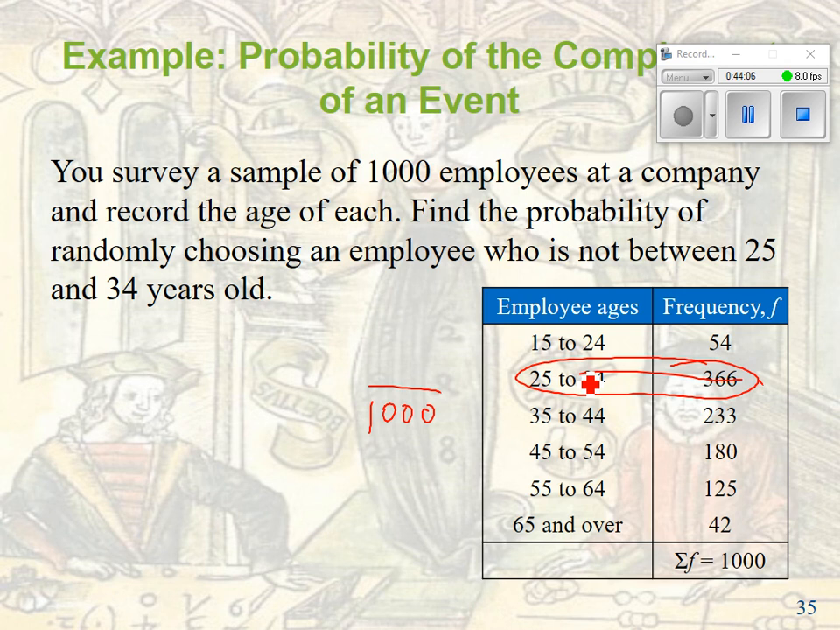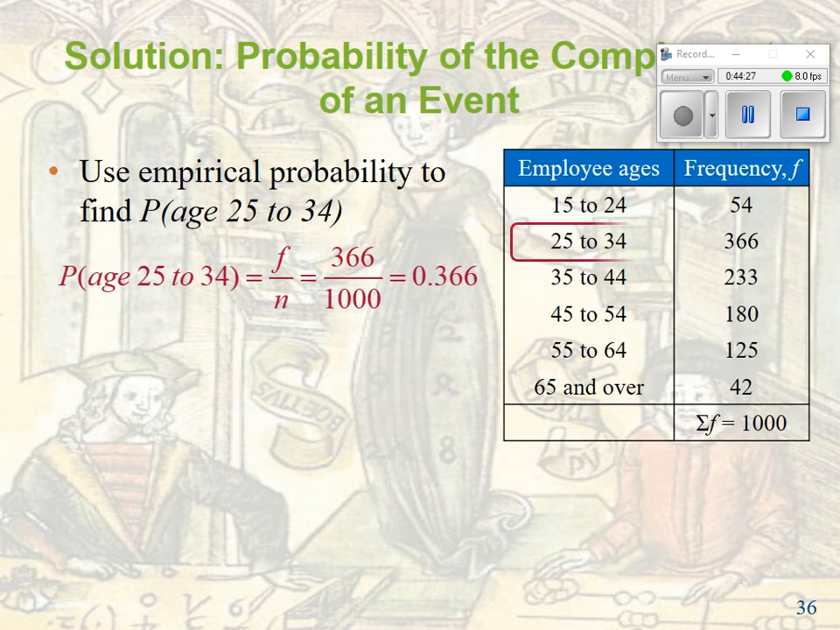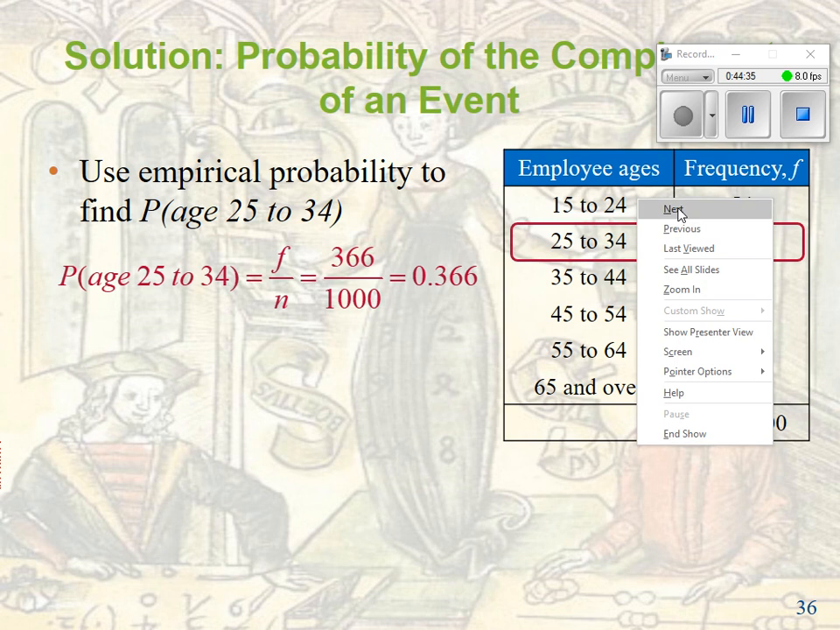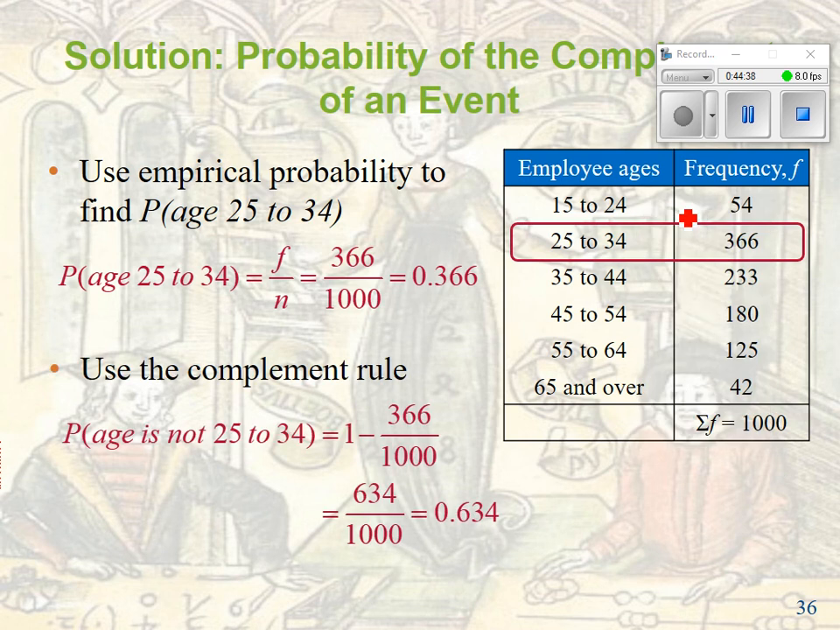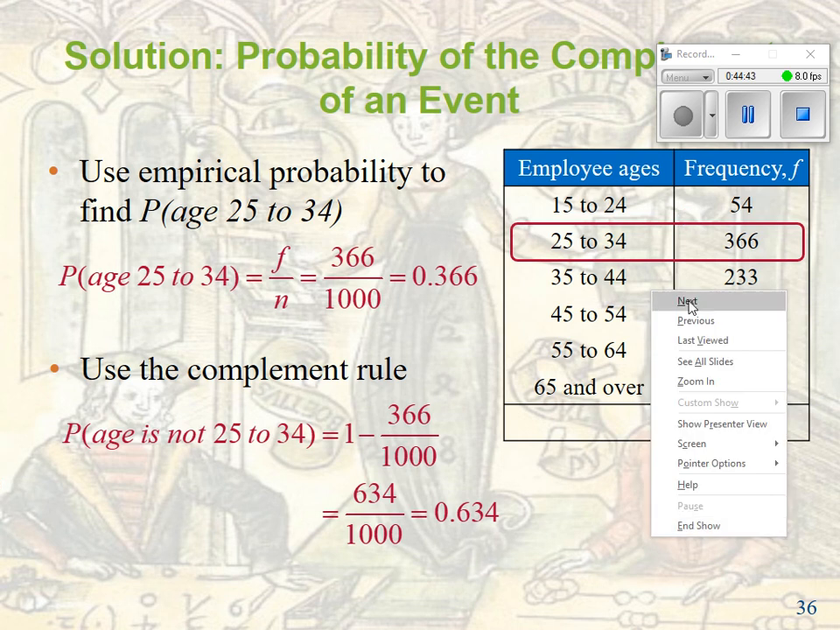What is it, like 634, is that right? 634. Guess what all the rest of these add up to equal? That there. So that would be the complement of that probability, that they're not between that age. Did I do the math wrong? 630. Oh no, they're working it out completely. 634. I guess they're just explaining it to you.